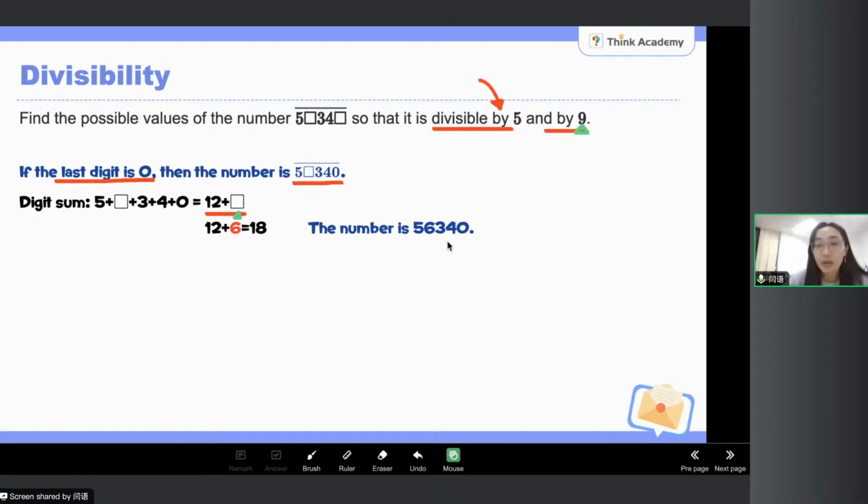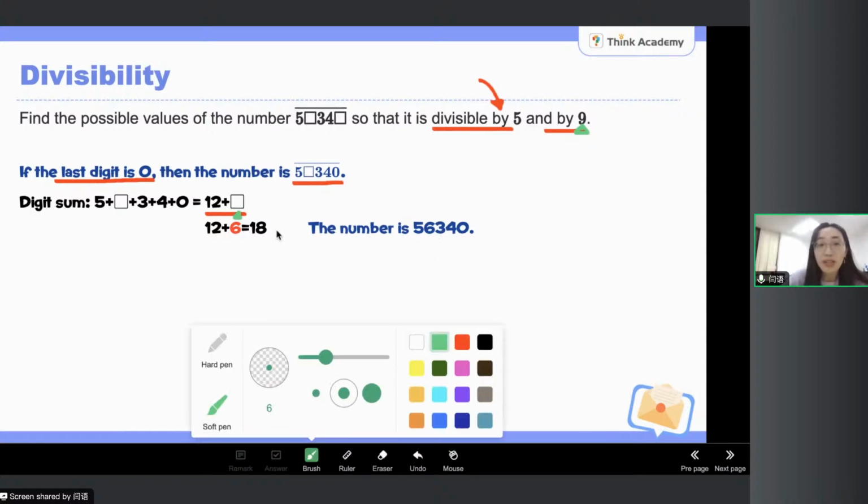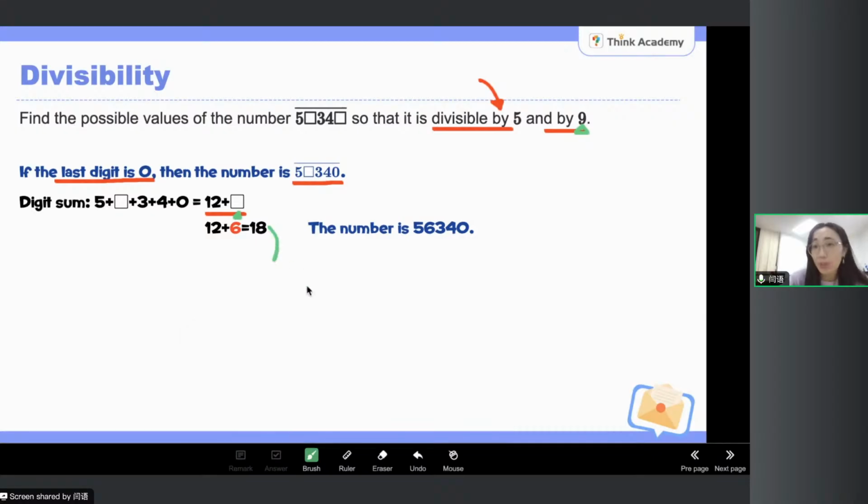So what is the number? That is 56,340, okay? Some students may say, okay, why can't we just add another 9? So here you will get 15. Is it possible to get 15? Think about it. Cannot. Why? Because again, there's a short line. Can you see that? That means the missing part must be a single digit. Okay? Must be a single digit. But you see that this is only for one case.